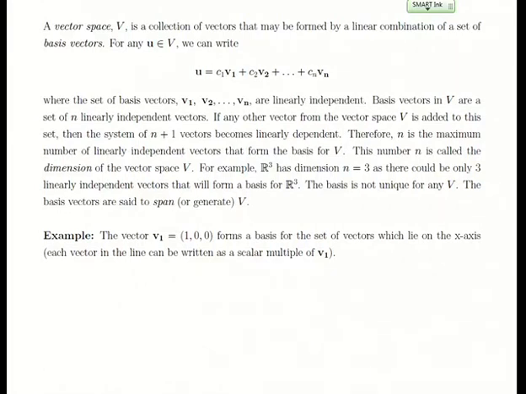What else? If you have a vector space and you have a set of basis vectors, and you add another vector to that set that came from the vector space, your vectors are no longer going to be linearly independent, because you're adding one that you could have formed by a combination of the others. Does that make sense? Okay.